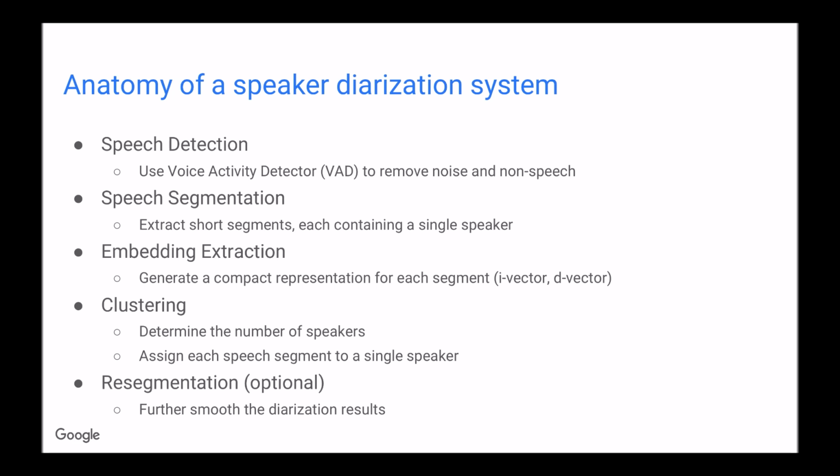Okay, with a basic understanding of Google's speaker recognition technique, let's take a look at the anatomy of a speaker diarization system. First of all, there is a voice activity detector, or VAD, that detects the speech part from the audio and removes noise and other non-speech parts. Then, we need to extract segments from the speech, such that most segments contain only a single speaker. Next, we need to extract embeddings from each segment, and this part is based on Google's speaker recognition technique, which I just introduced in the previous slides.